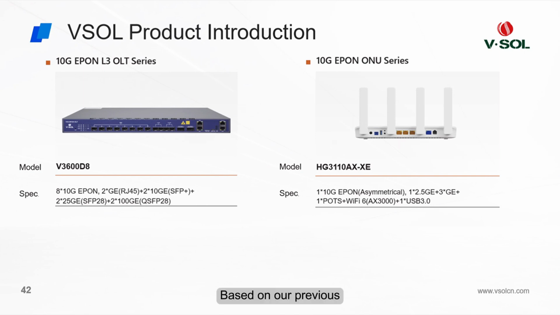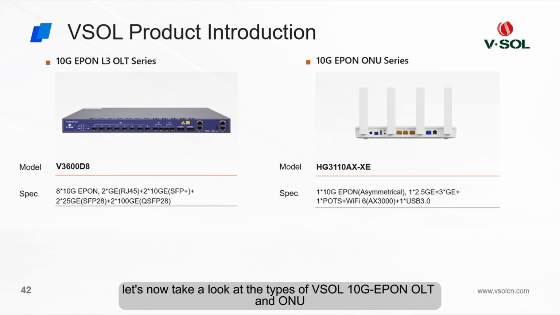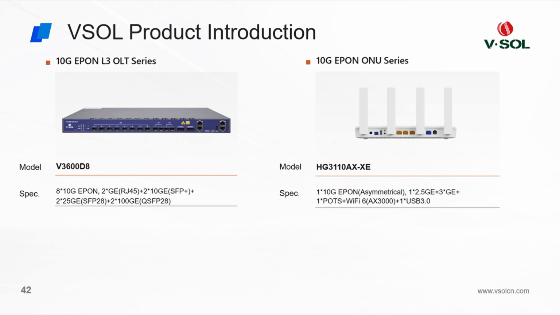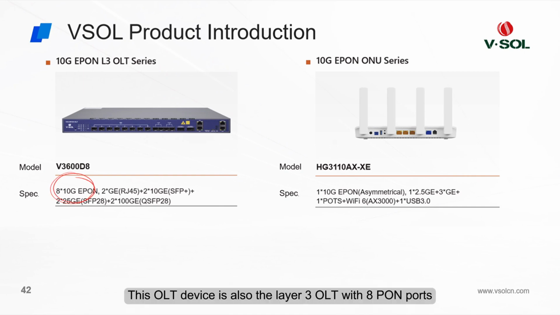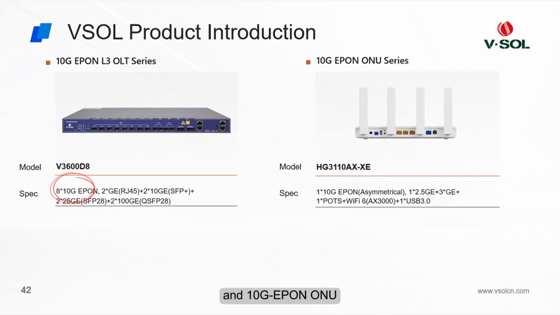Based on our previous understanding of 10 gigabit EPON, let's now take a look at the types of VSOL 10 gigabit EPON OLT and ONU. This OLT device is also a Layer 3 OLT with 8 PON ports, supporting the coexistence of EPON ONU and 10 gigabit EPON ONU. The uplink interface supports optical and electrical ports, gigabit and 10 gigabit SFP modules, and has 2 ports that can support up to 100 gigabit.